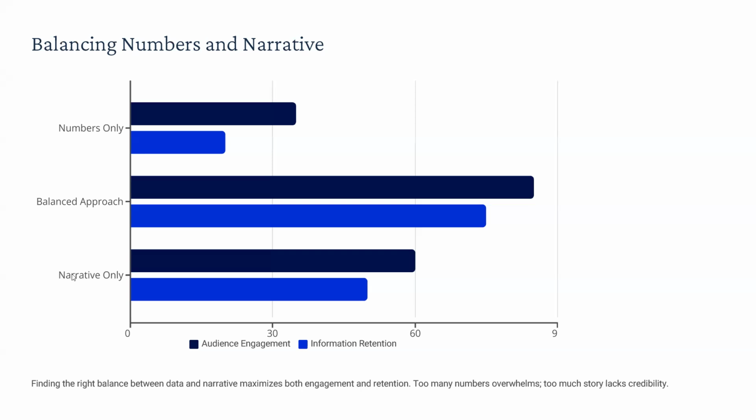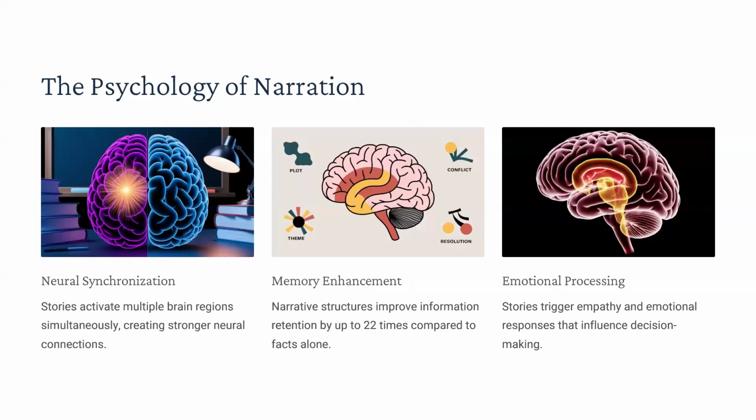If I use the narration only, without numbers or more than numbers, it will be engaging and it will be retained in the audience's mind, but not as much as the balanced approach. The balanced approach is where I use numbers and narration together, and then try to visualize it and engage the audience's attention.